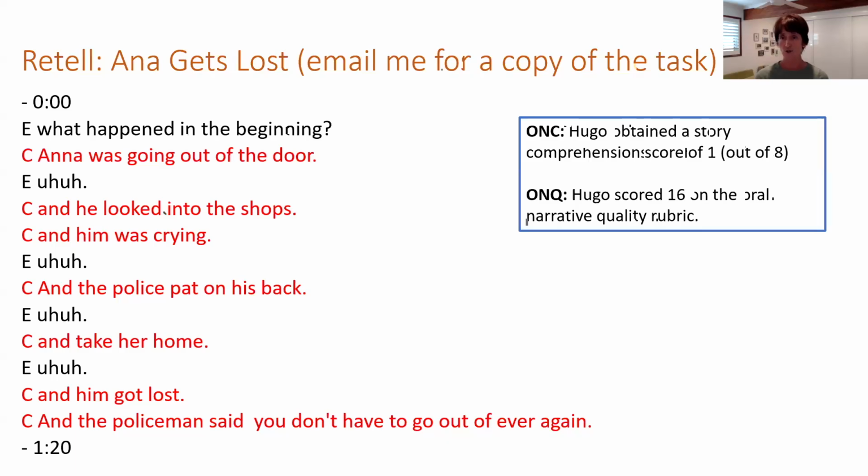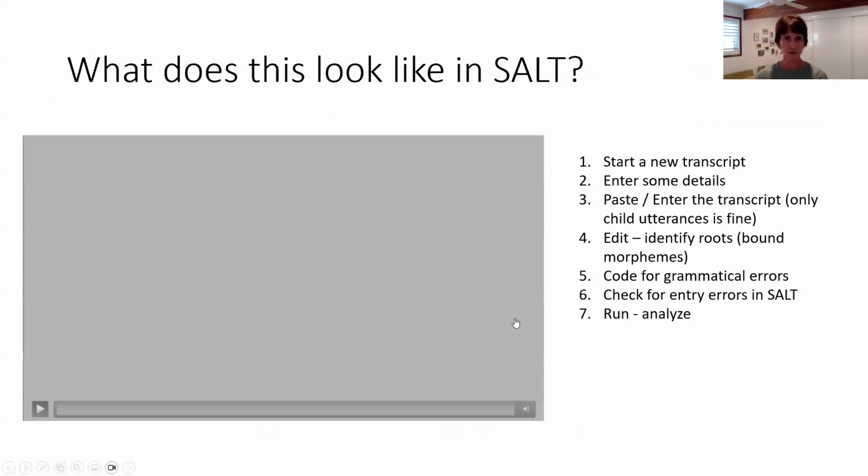Again, you can get access to the full story. I will give you the link and the comprehension questions, but he only scored 1. He said correctly, who's the story about? And then he scored 16 on the oral narrative quality rubric. And I'll tell you a little bit more about that later. But what do we do after this step? Right? What does it look like in SALT? So I'm just going to play this and I'll just guide you through it.